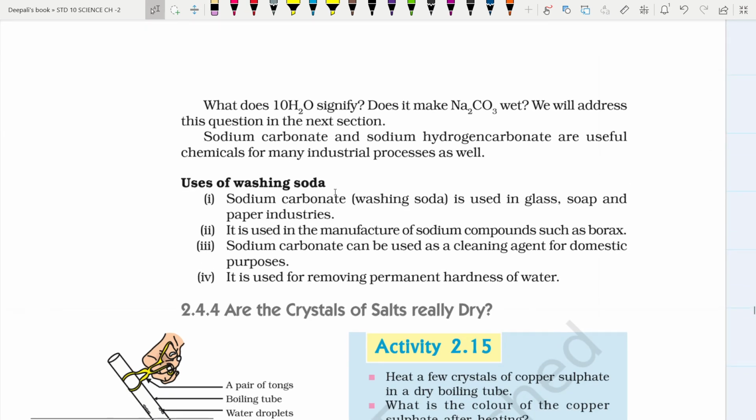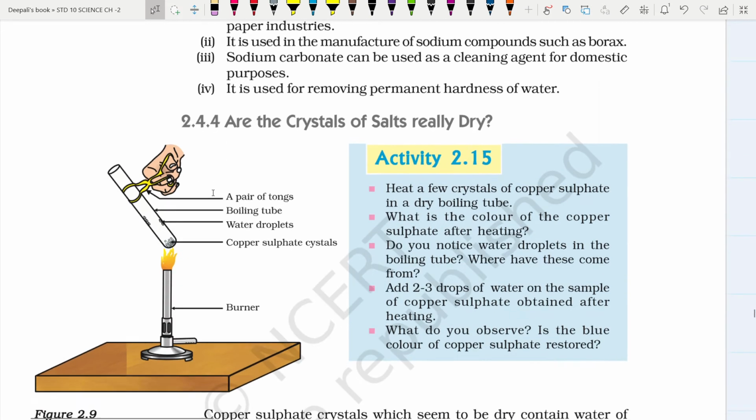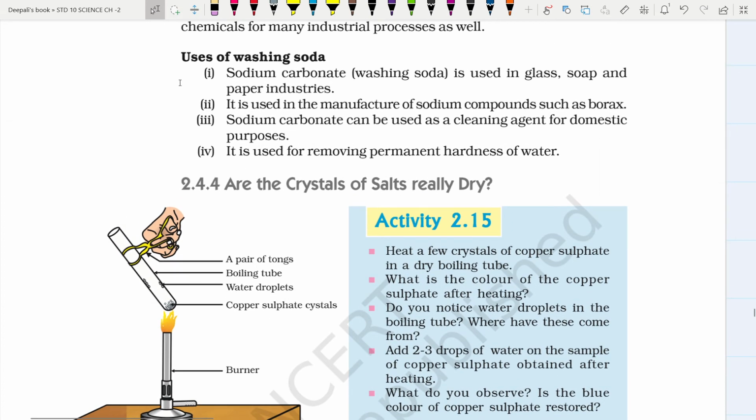Use of washing soda. Sodium carbonate, washing soda, is used in glass, soap and paper industries. It is used in manufacturing of sodium compounds such as borax. Sodium carbonate can be used as a cleaning agent for domestic purposes. It is used for removing permanent hardness of water.